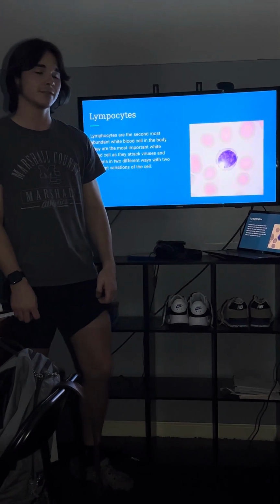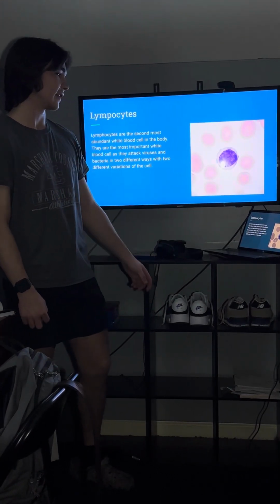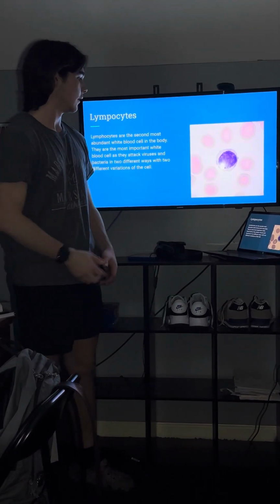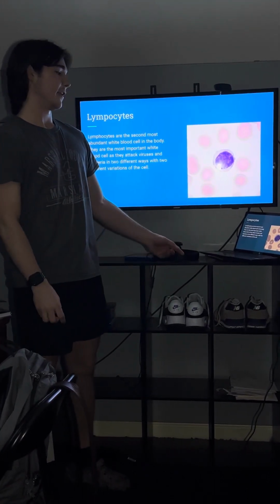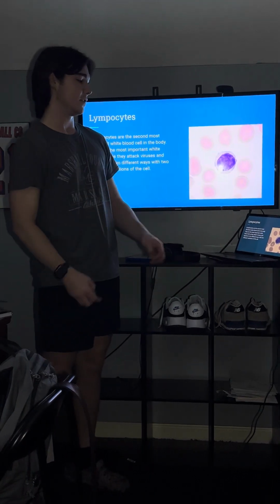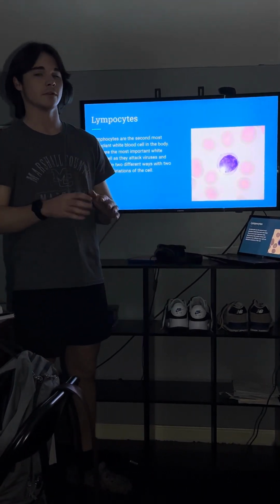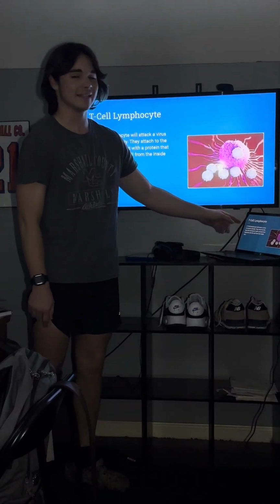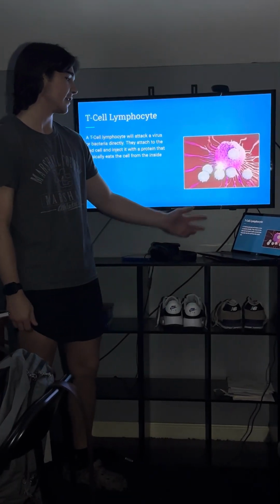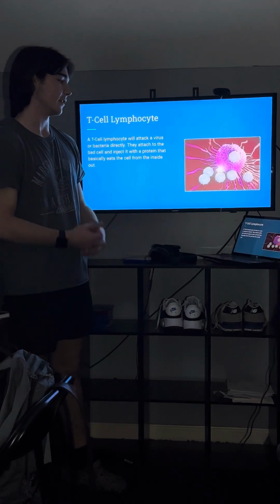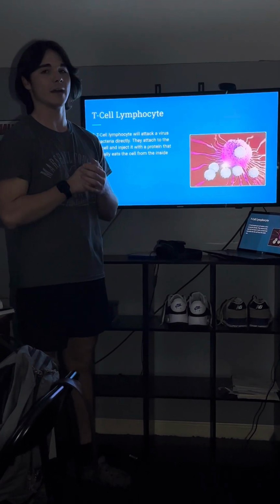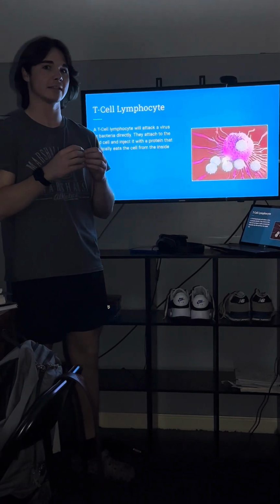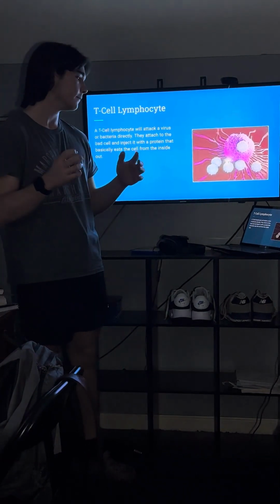Next, I have lymphocytes. Lymphocytes are the second most abundant white blood cell in the body. They are also the most important. They attack viruses and bacteria in two different ways with two different variations of their own cell. First of all, we have a T-cell lymphocyte. A T-cell lymphocyte will attack a virus or bacteria directly. They attach to bad cells and inject a protein in them that helps eat the cell from the inside out.